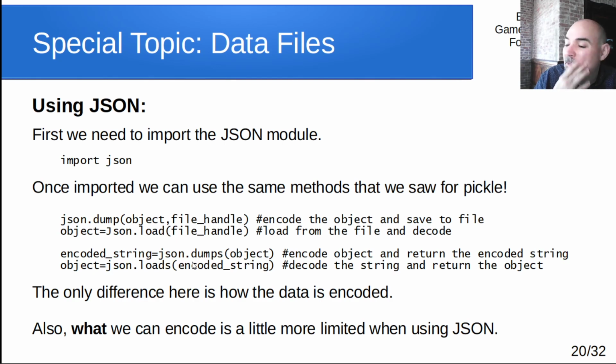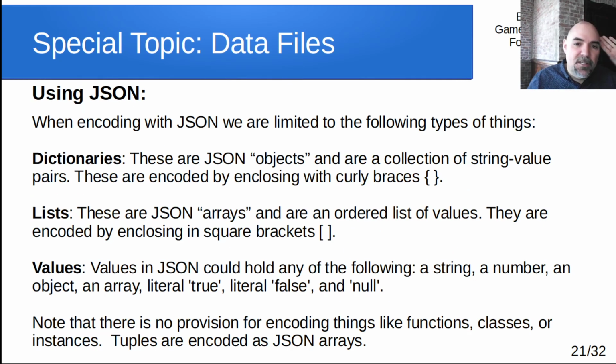But the main difference isn't how we use it here, it's how it encodes the data behind the scenes. And also note that what we can encode is a little more limited in JSON than it is in Python, because JSON was designed for JavaScript. It can't deal with things like Python functions, Python classes, and it can deal with Python instances, but we have to look at that in a very certain way to get it to support this. All right, so using JSON, the things that we can encode are kind of limited to the following kinds of things.